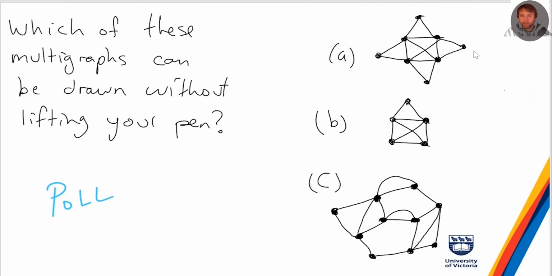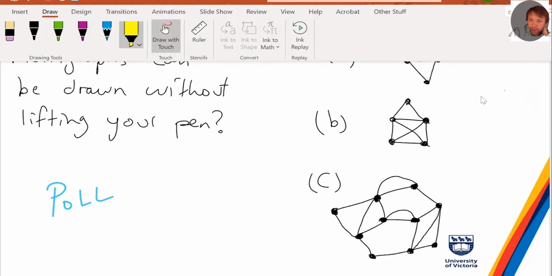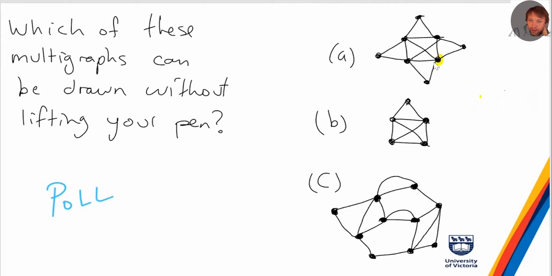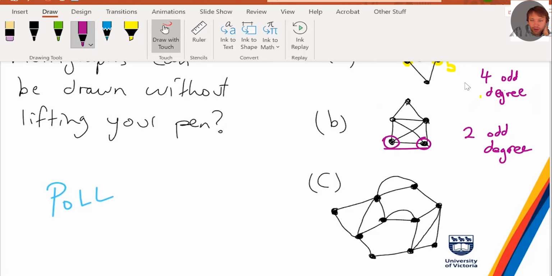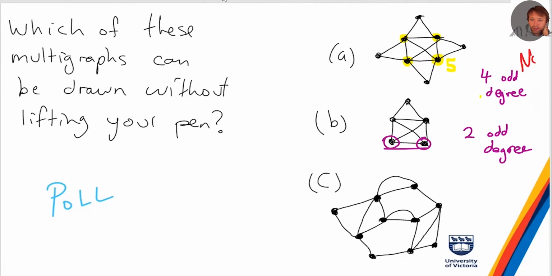Okay. The first one. It looks like, which is a good thing, no one's choosing the first one, because here I've got degree, what is it, 5? All of these ones have degree 5. So there are 4 odd degree vertices, so that's impossible. The second one we've seen a million times now, right? This has only 2 odd degree vertices, so it's possible. So the first one is a no, and the second one is a yes.